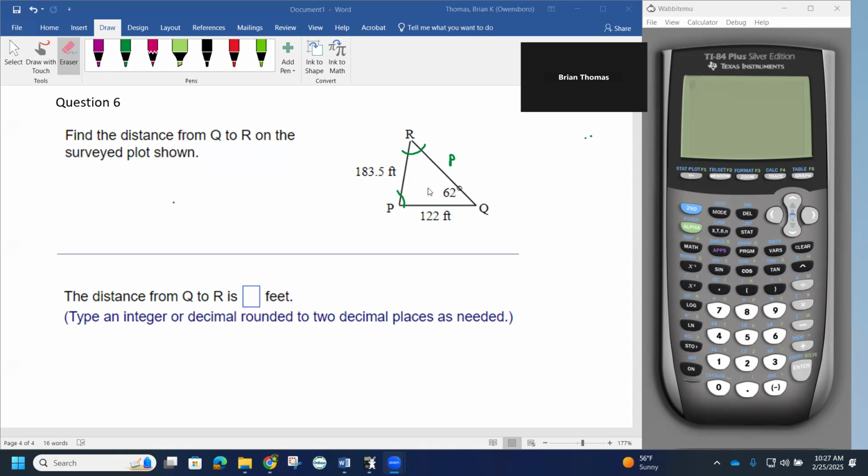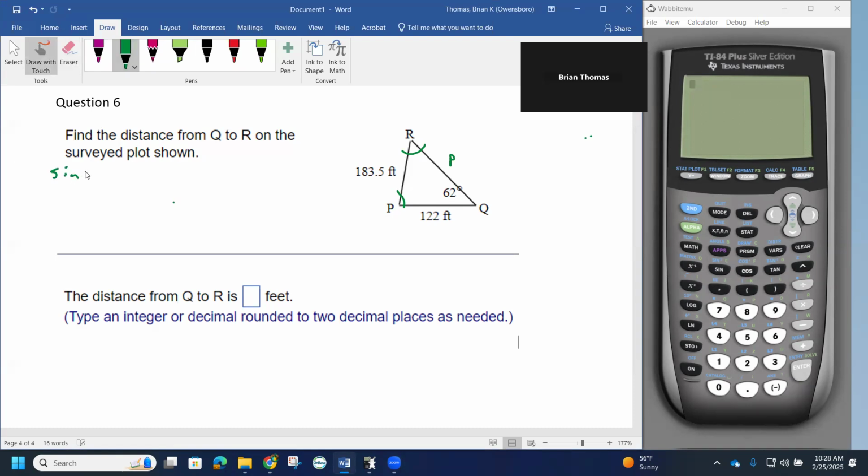So notice that to find side P, we would have to know angle P. We don't know angle P. The only angle we know is Q goes with the 183.5. The 122 goes with R. So it looks like before we can find P, we had to find angle R. So what we have then is the sine of angle R.